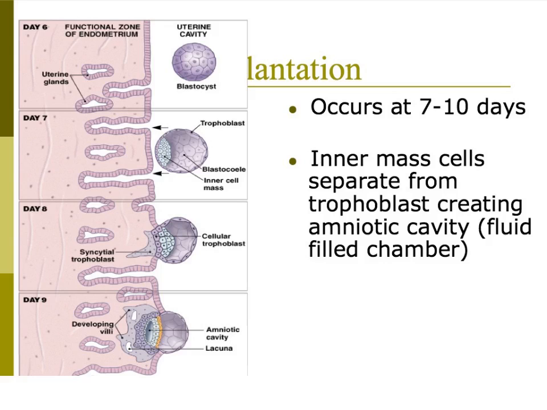I do want to talk about one hormone that's being secreted at this point. The trophoblast is now starting to secrete something called human chorionic gonadotropin, and that is what the pregnancy tests use to determine if somebody is pregnant.